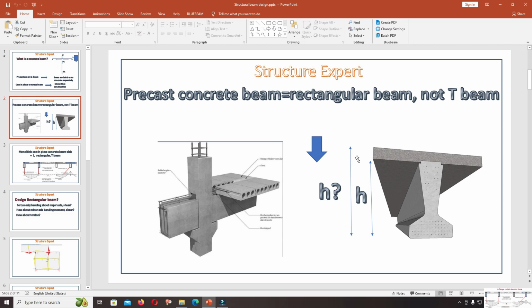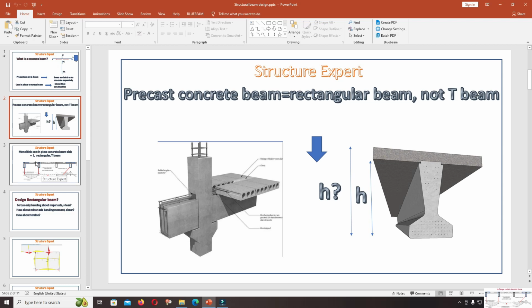Today we continue to compare the difference between the plain beam, T-beam, L-beam versus the rectangular beam or precast beam. We discuss the function in designing the structural system, not compare the shape of the structure. This is the precast beam connected with the precast concrete slab. The construction is not monolithic; it is constructed with a joint.